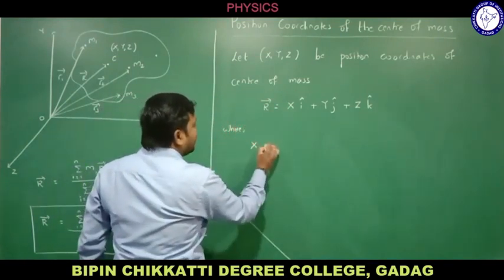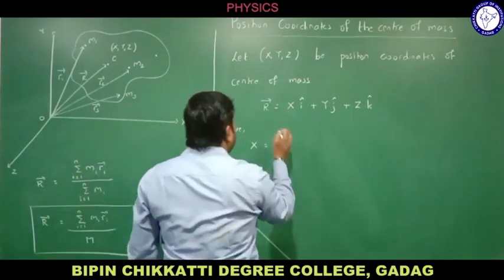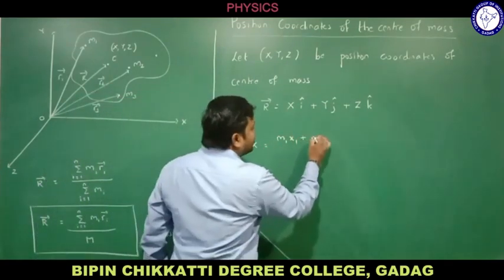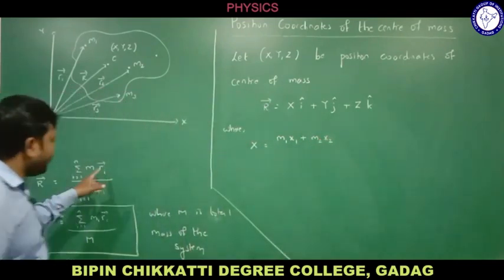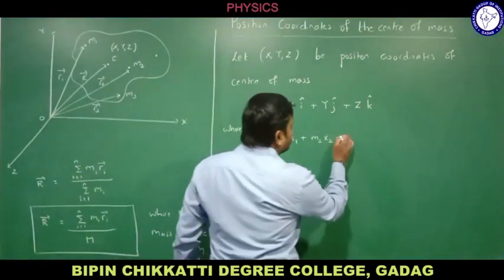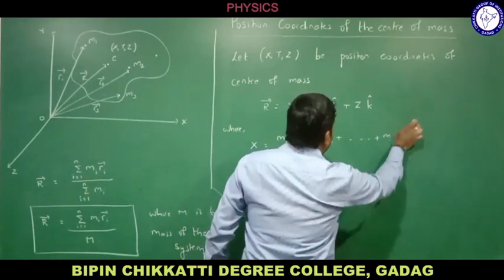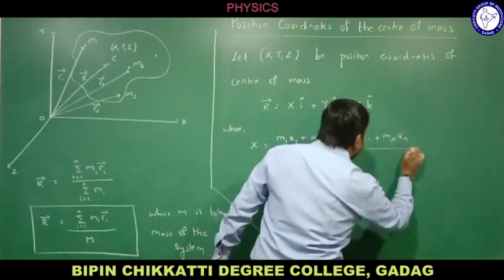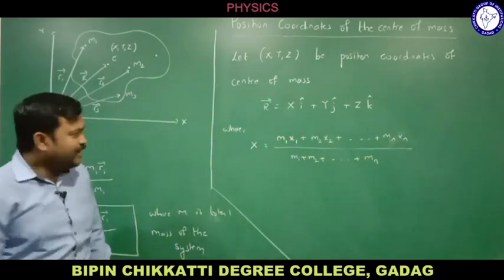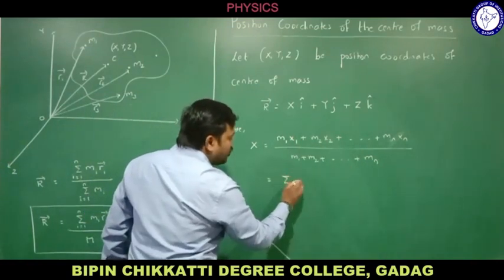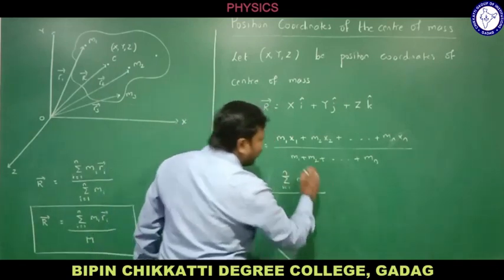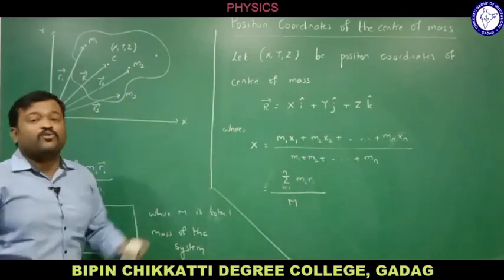Now what is X? It is nothing but the position along the x-axis. Let me take it like this: m1 x1 plus, along the x-axis itself, m2 x2. I am now considering the positions along the x-axis, y-axis and z-axis separately. So m1 x1 plus m2 x2 plus dot dot plus mn xn, divided by m1 plus m2 plus dot dot plus mn. This can be written as the summation of mi xi, where i runs from 1 to n, whole divided by the total mass of the system. So this is the x coordinate.